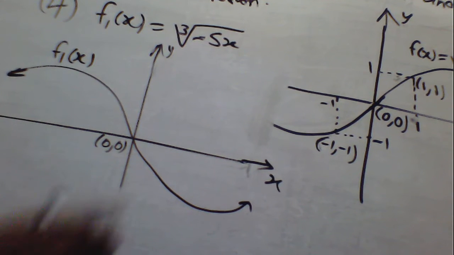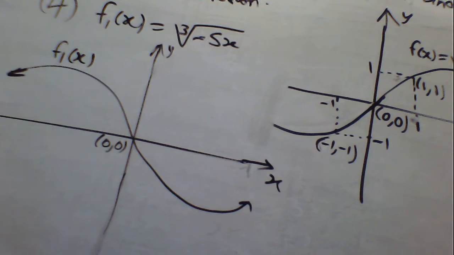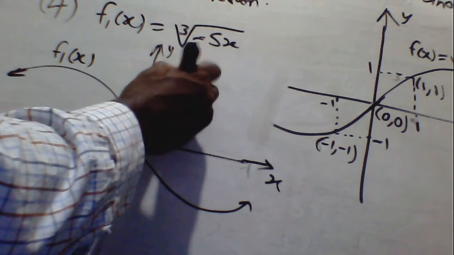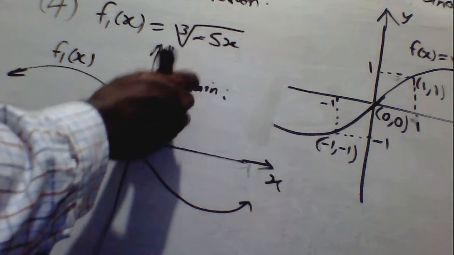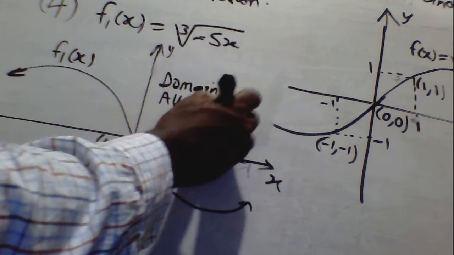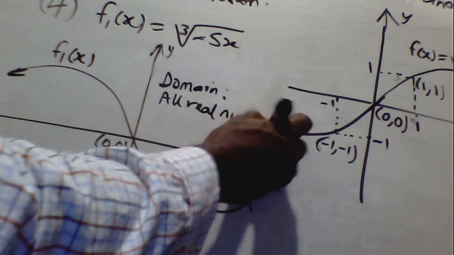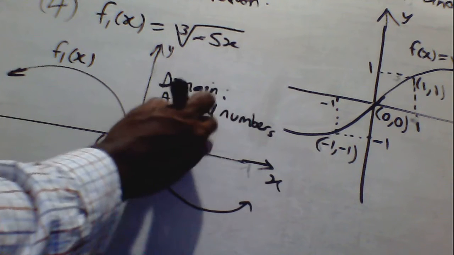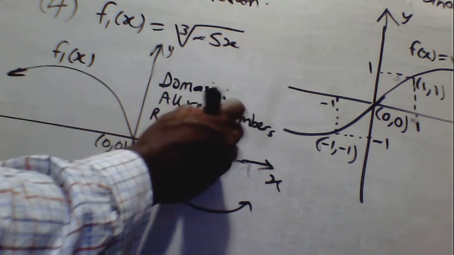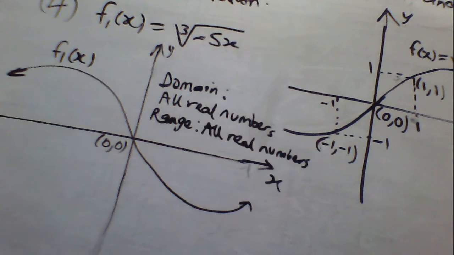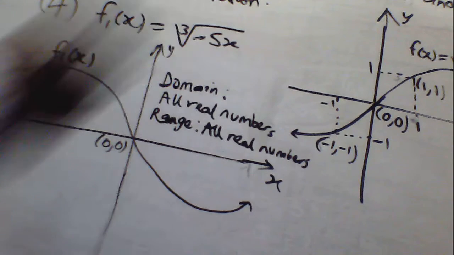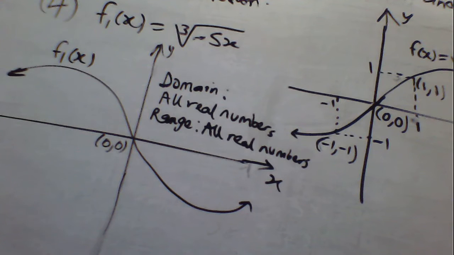So let's define the terms. The domain, because it's a cube root, all real numbers will satisfy it. All real. And the range, all real numbers. So this is how it's going to look like for this f1. Do you have any question before we proceed?